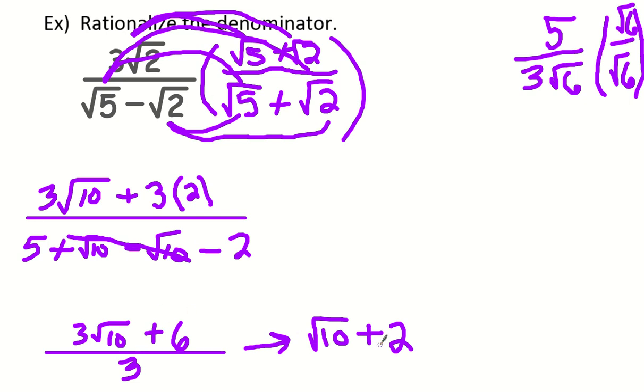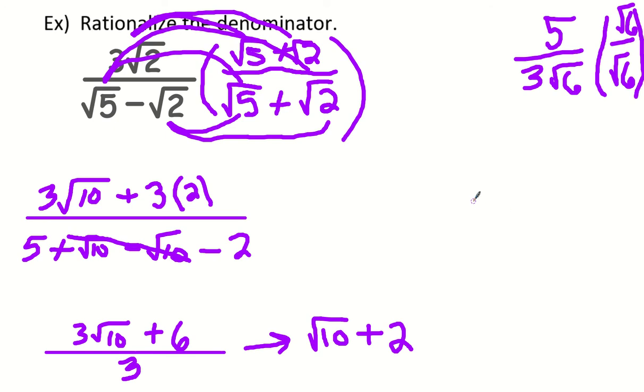But again, my biggest concern here is the method, like what steps you would have to take in order to rationalize a denominator like that. All right, so once again, you always multiply by the conjugate.